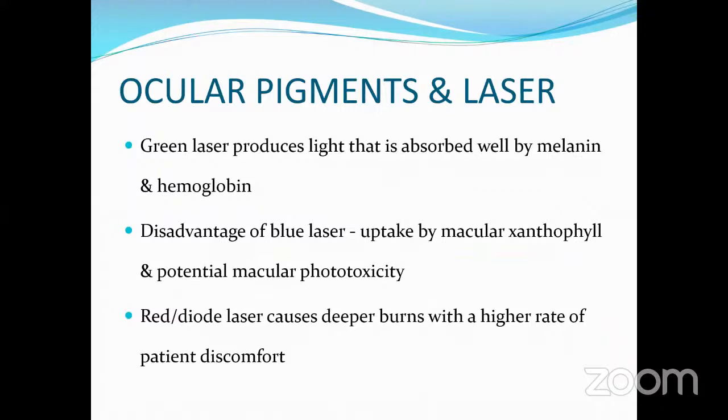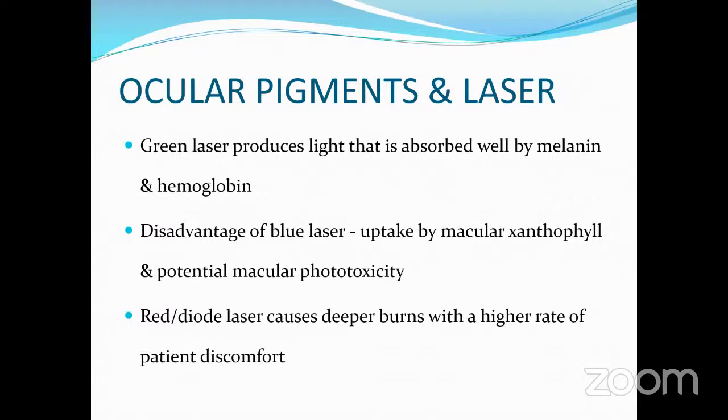Ocular pigments and laser. The importance of how the laser would work in an eye would be if the laser energy is absorbed by the pigments inside the eye. And wherever these pigments are more, you get more effect of the laser at that particular place. So green laser produces light that is absorbed well by melanin and hemoglobin. So basically what happens is green laser works on the vascular tissue. For example, you have a new vessel and it can be burnt by this because it works more in places where there is hemoglobin.